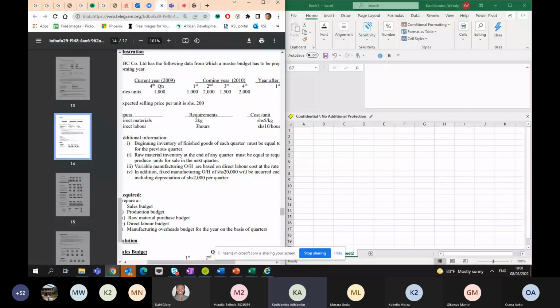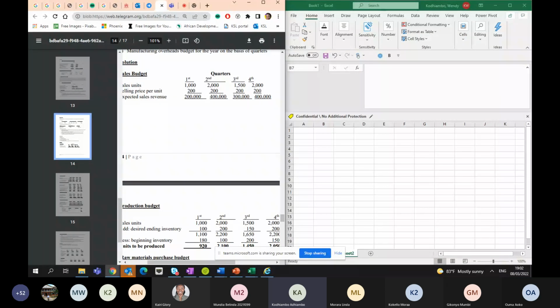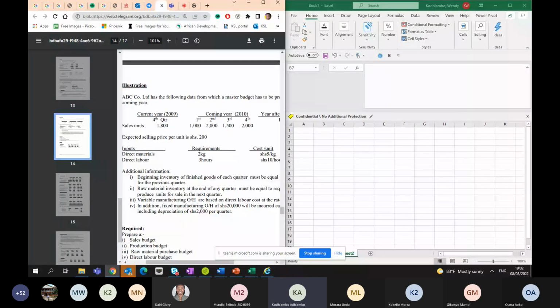Like if in Q4, then by the beginning of Q1, you need 10% of 1,800, which would be 180. Then as you can see here, for Q2, it will be 10% of 1,000, which is 100. For Q3, it will be 10% of 2,000, which is 200. Q4, 150. Now let's go to the number.